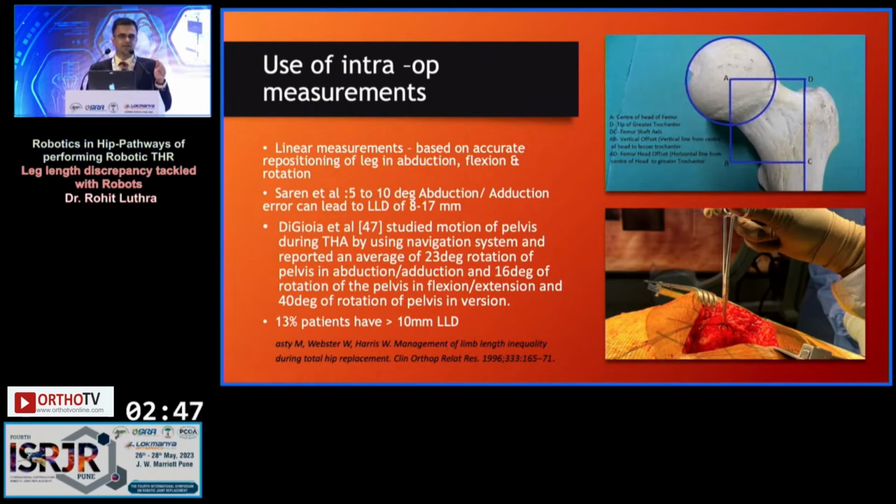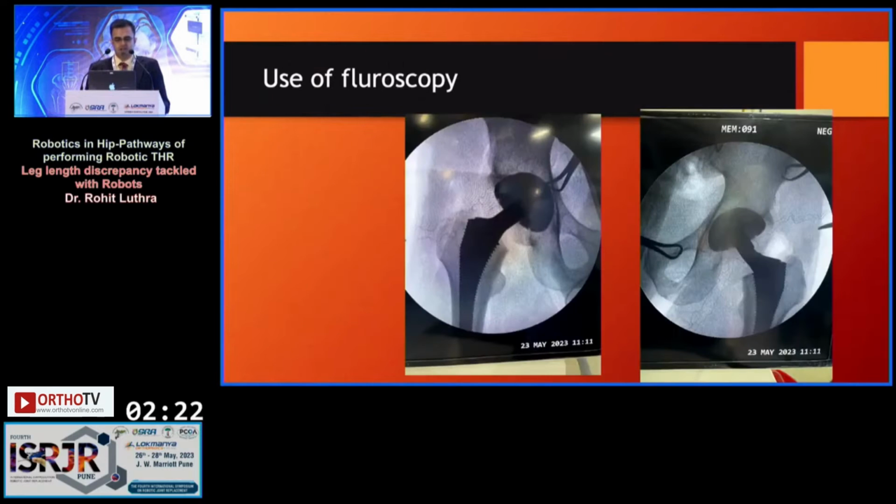So if your abduction or adduction changes by 5 to 10 degrees, the limb length discrepancy will change by 8 to 17 millimeters, which is a very significant value. And more than 13% of patients undergoing a total hip replacement, as this study has shown, have limb length discrepancies of more than 10 millimeters. So these 13% of patients are very unhappy with the surgery.